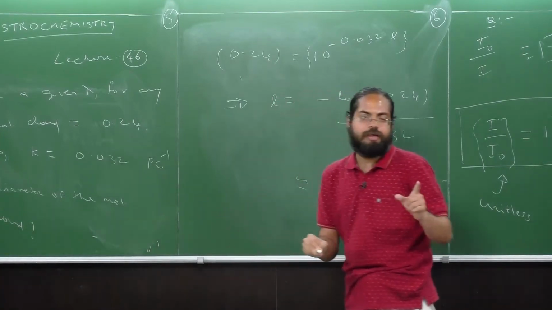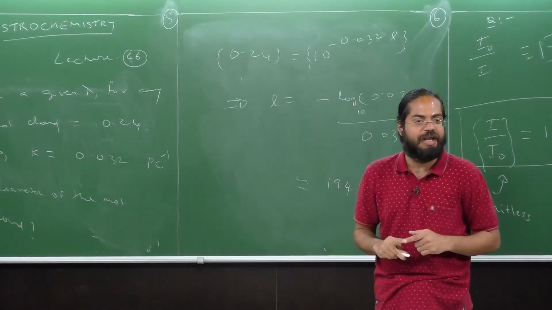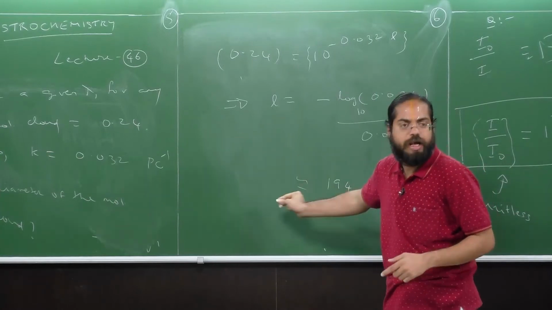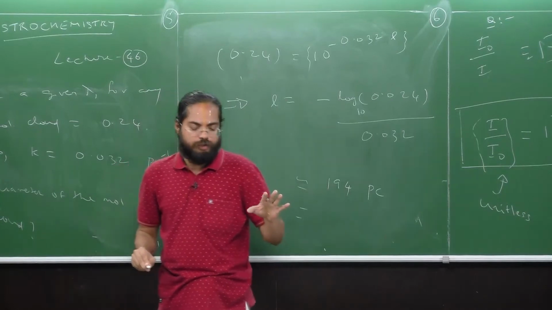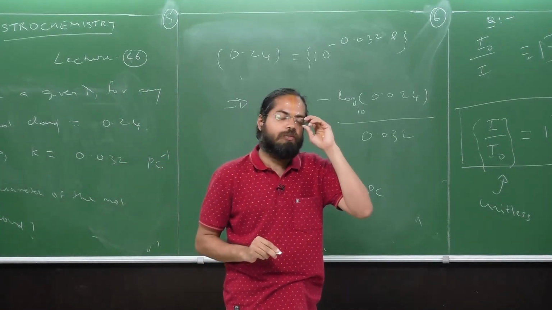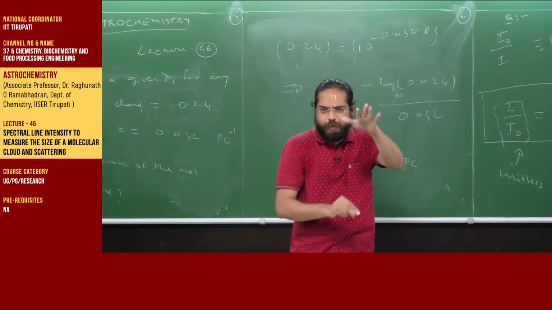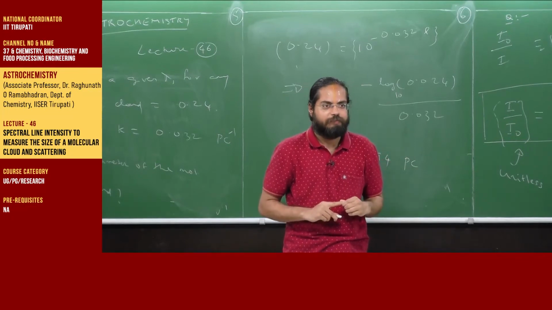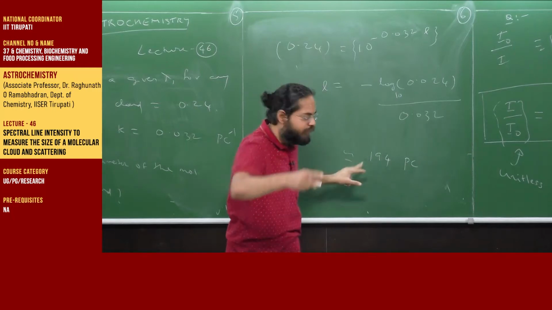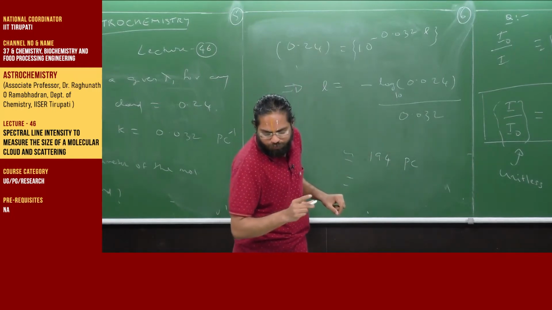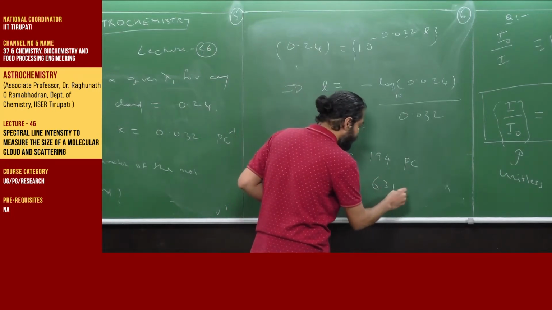Recall that your parsec is a measure of length. Okay, right? Can you convert it into light years? And this, in terms of light years, is going to be what? Based on, recall, we had it's approximately 3 times, somewhere around close to 3. So can you do the exact math? It turns out to be approximately 631 light years.